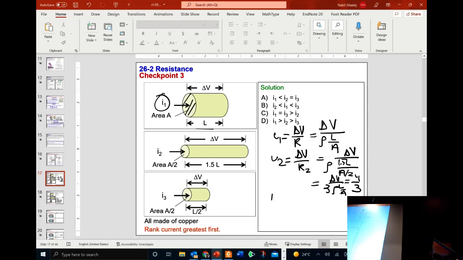Clear? I3 is also delta V divided by R3. What is R3? R3 is rho, the same resistivity, same material, L over 2 divided by the area over 2. The 2 and 2 will cancel, and this is going to be equal to I1. So clearly I1 is equal to I3, and it's larger than I2. So the correct answer is C.